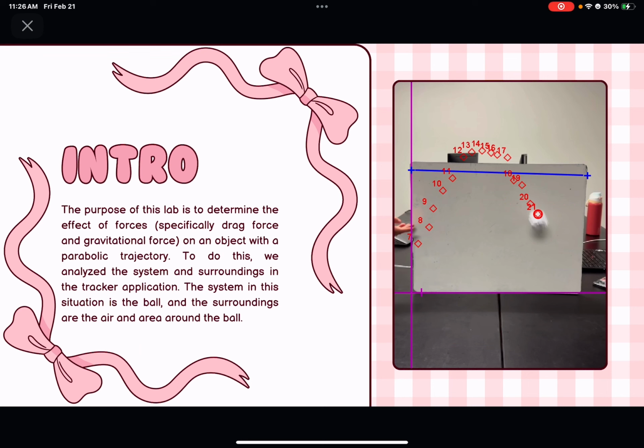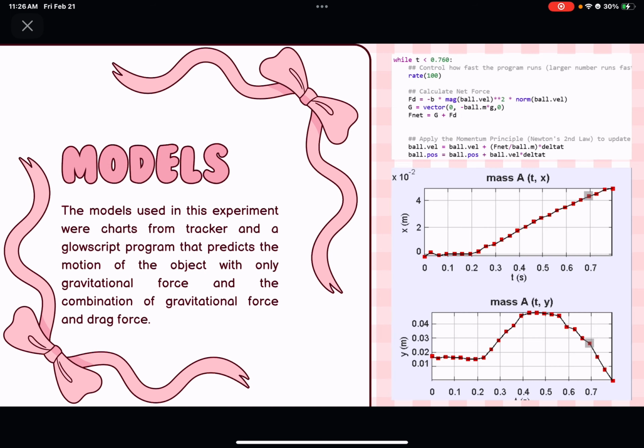Here's the introduction. The purpose of this lab is to determine the effect of forces, specifically drag force and gravitational force, on an object with a parabolic trajectory. In order to do this, we analyze the system and surroundings in the Tracker application. The system in this situation is the ball, and the surroundings are the air and the area around the ball.